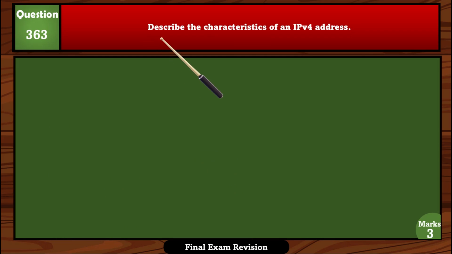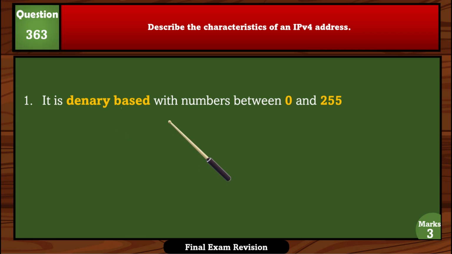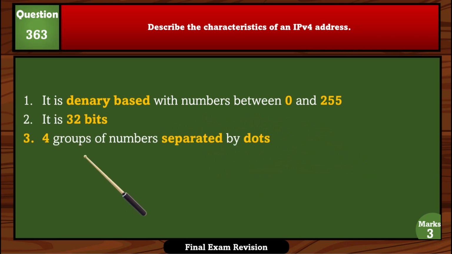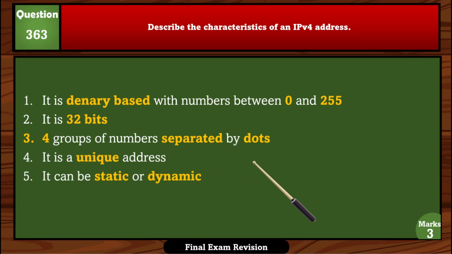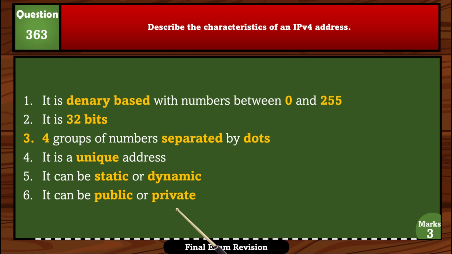Question 363. Describe the characteristics of an IPv4 address. Number one, it is denary-based with numbers between 0 to 255. It is a 32-bit address. It has 4 groups of numbers separated by dots. It is a unique address. It can be static or dynamic. It can be public or private.